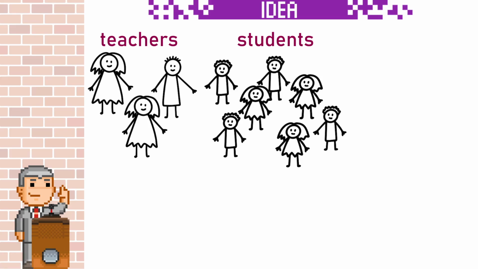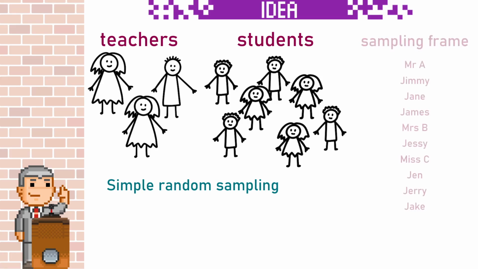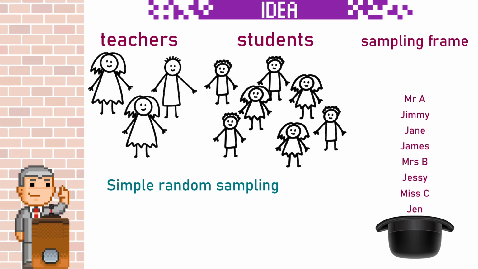Imagine we have 3 teachers and 7 students and we want a sample of them. We will first of all need a list of their names. For simple random sampling, we can write their names on separate pieces of paper and put them into a hat. We can then draw names at random until we have the required number.